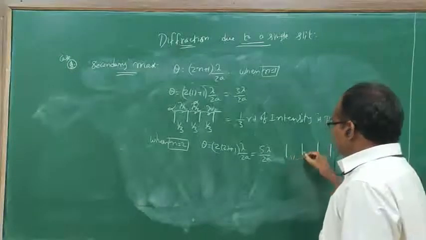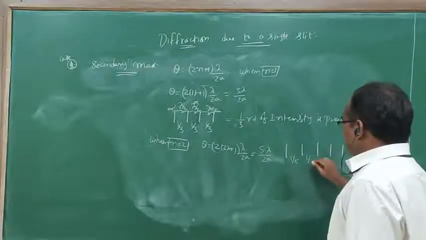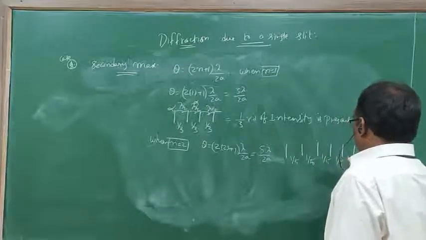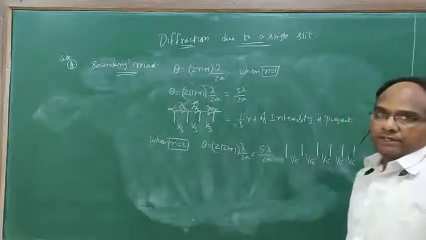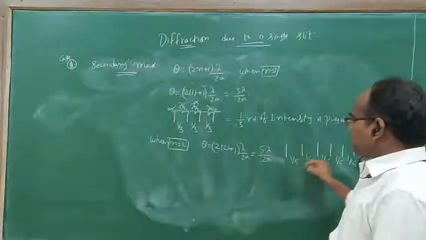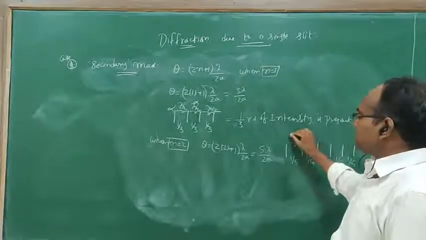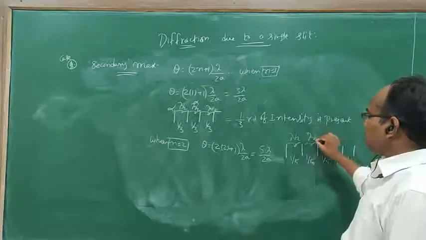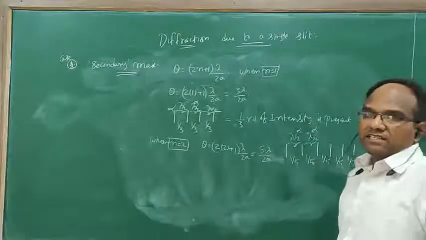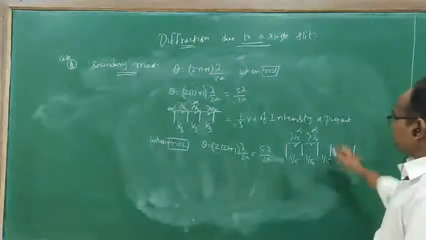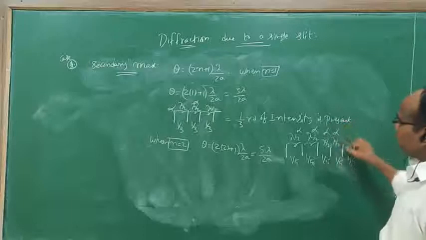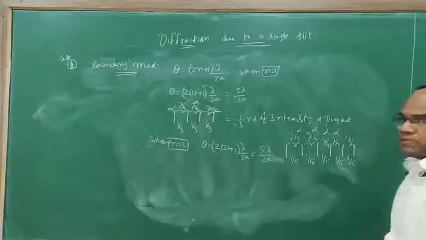This is 1 by 5, this is 1 by 5, this is also 1 by 5, this is 1 by 5, and this is also 1 by 5. So what is this one? This is lambda by 2 and this is lambda by 2, so both will be cancelled. Next, this is lambda by 2 and lambda by 2, both will be cancelled. So this lambda by 2 is remaining.